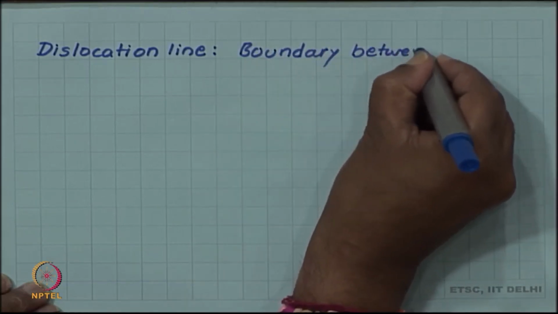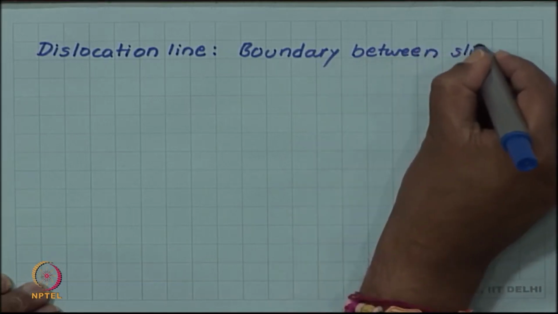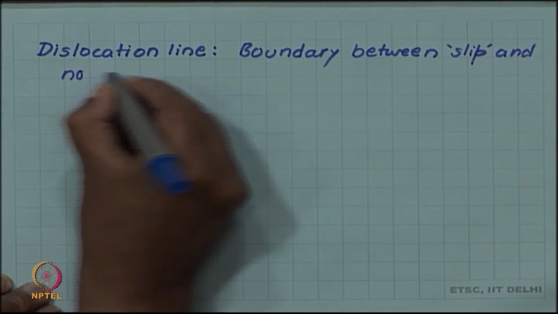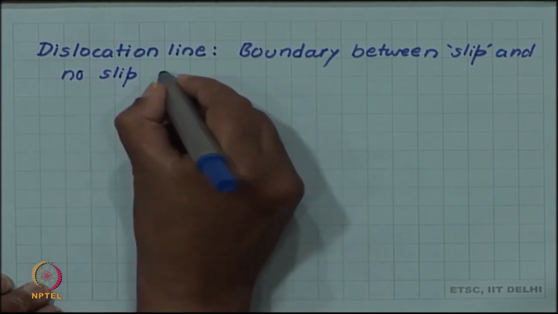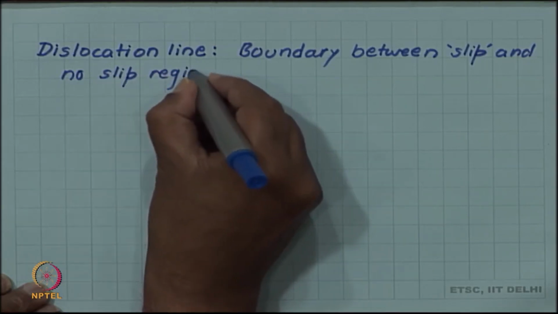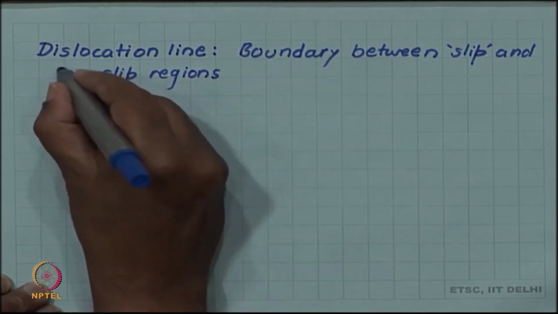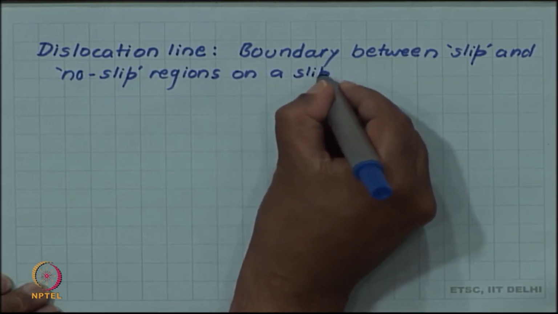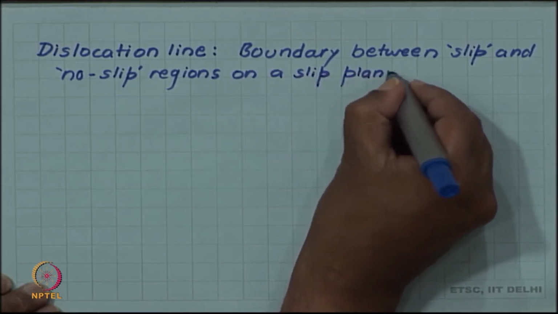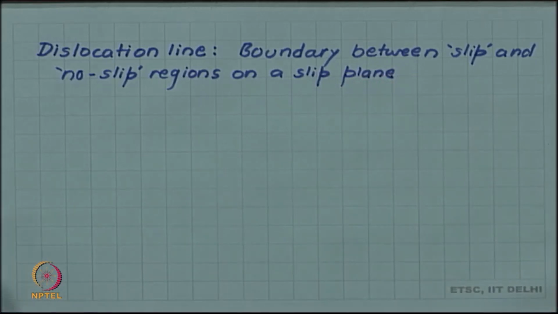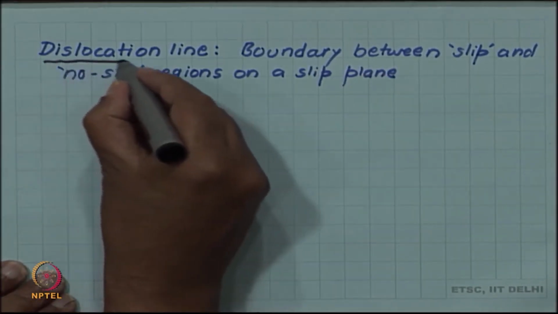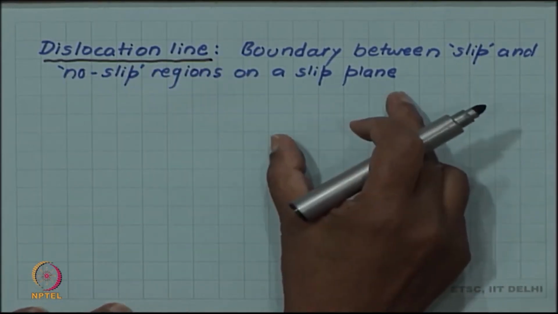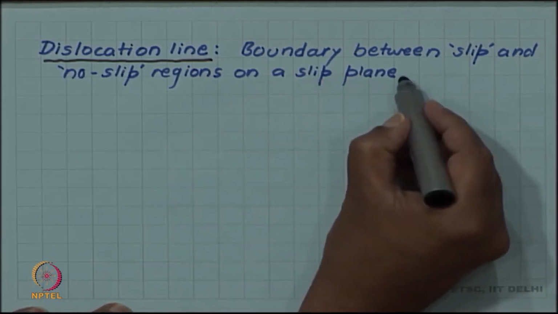boundary between slip and no slip regions on a slip plane. So, if you look at this definition, the abrupt ending of a dislocation line in the crystal is excluded by this very definition.